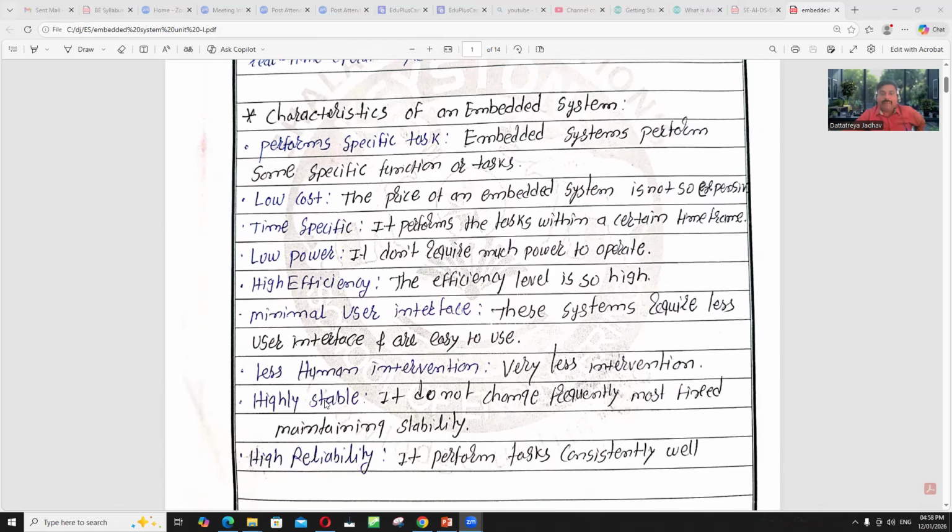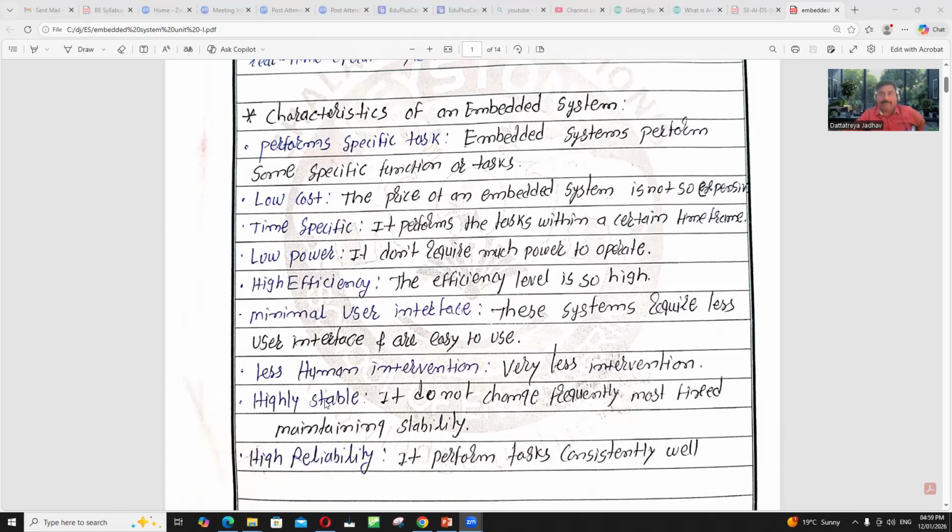Then stability. It should be highly stable. It does not change frequently, mostly fixed, maintaining stability. Whatever parameters are decided and performed by the embedded system, it should be stable. There should be no variation. There is no need for tolerance, because tolerance comes after a certain point in an error. So it should be stable in every condition, whatever the condition of the input and the processor parameter, the output should be stable. Whatever decision is taken, it should be good performance based.